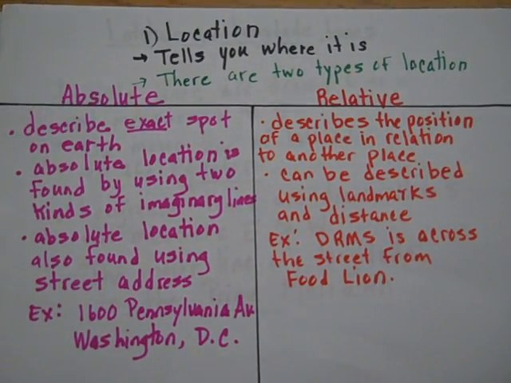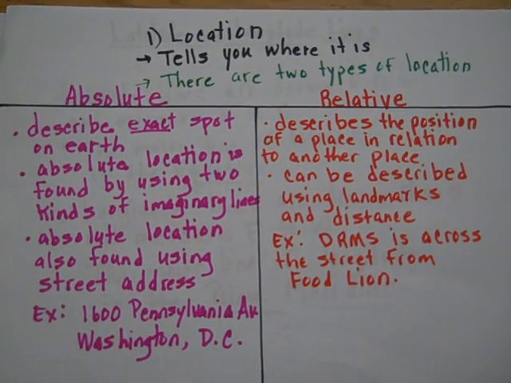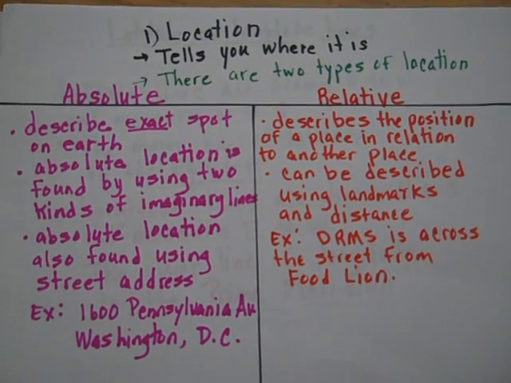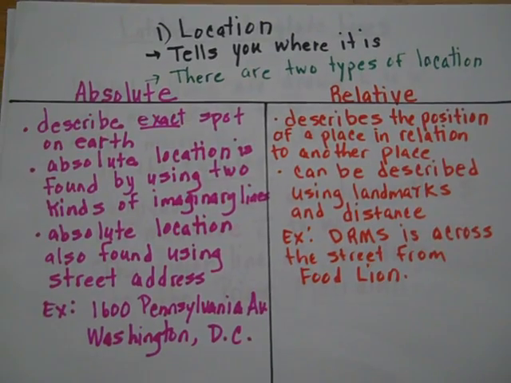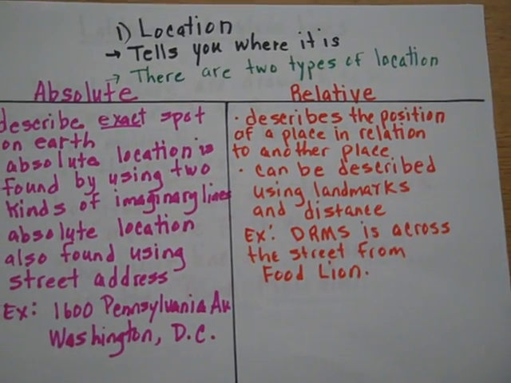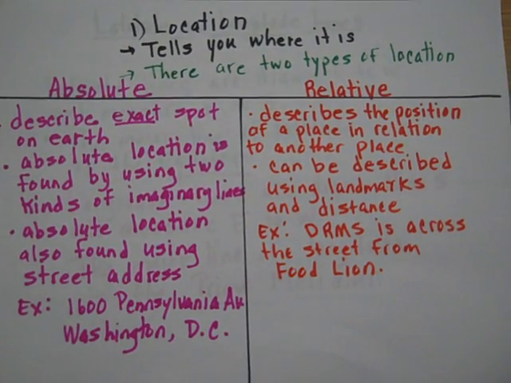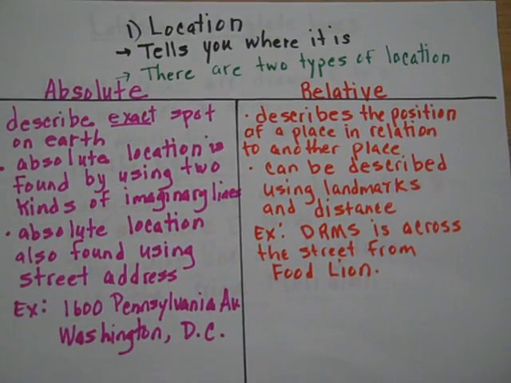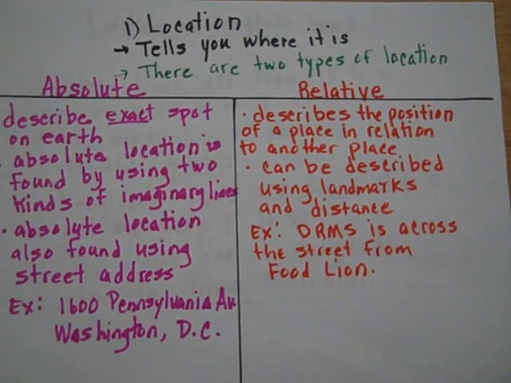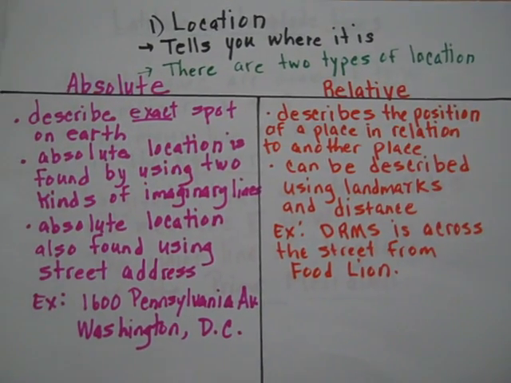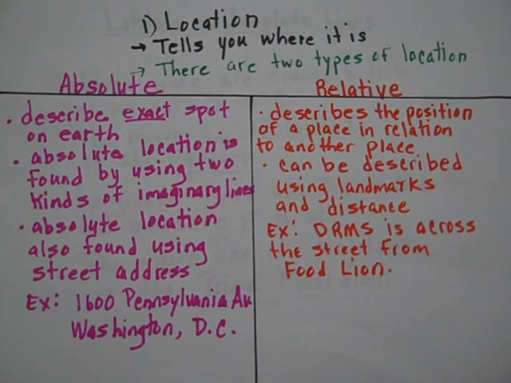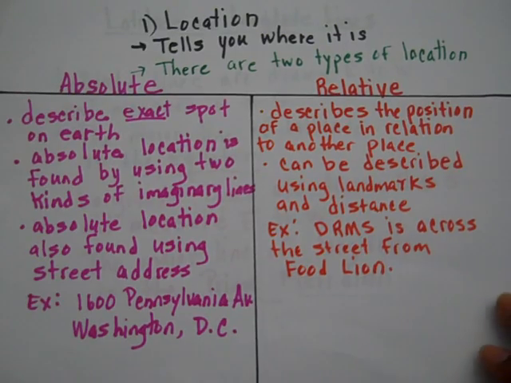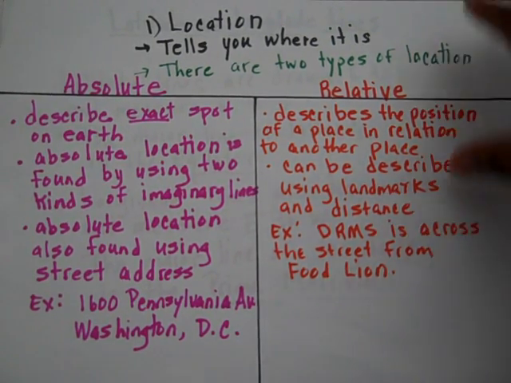Relative location describes the position of a place in relation to another. Relative location can be described by using landmarks. For example, Durant Road Middle School is across the street from Food Lion. That is a relative location. However, 1600 Pennsylvania Avenue, Washington, D.C. is the exact location of the White House.